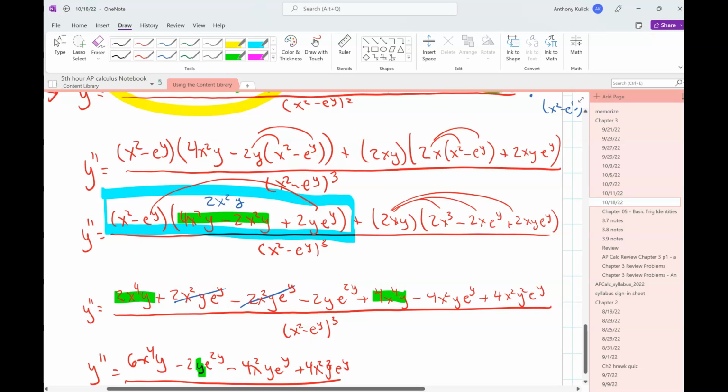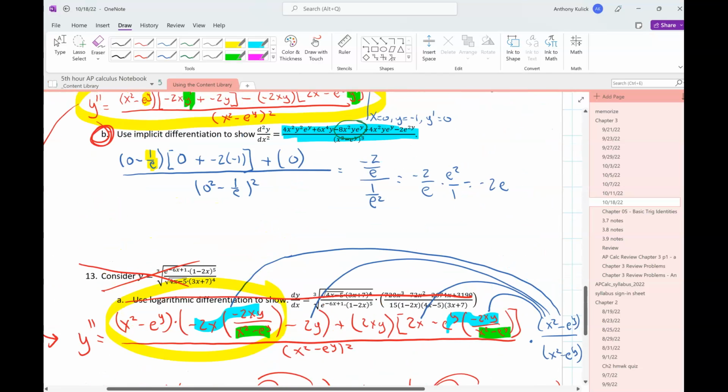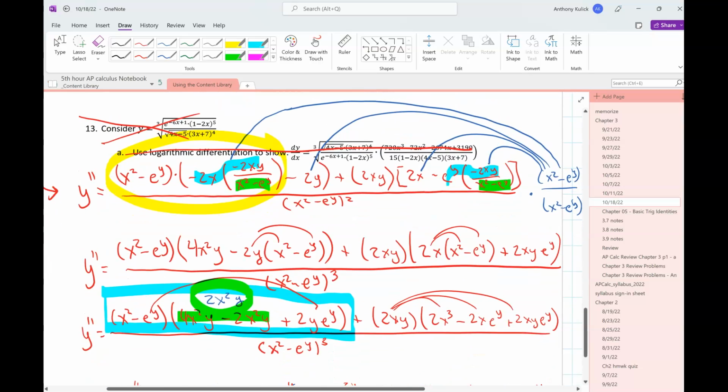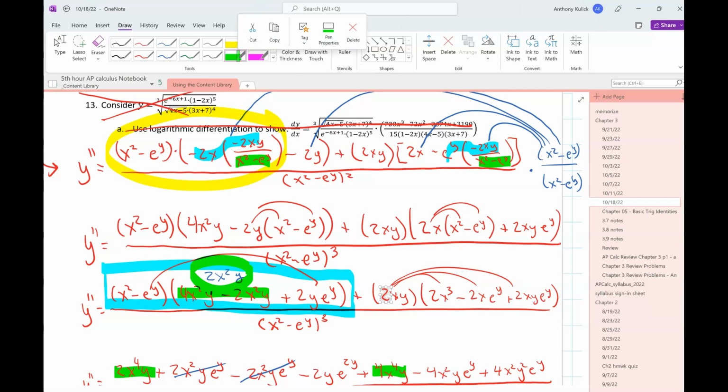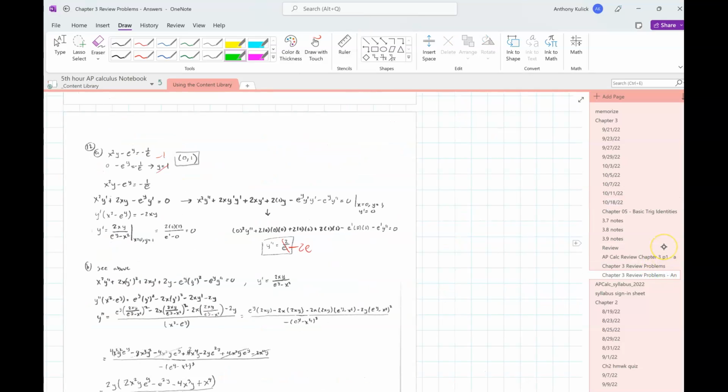Okay. So it is having to do with this stuff going the wrong way and then not canceling out. Okay. So let's double check here. Let's go look at what I did.